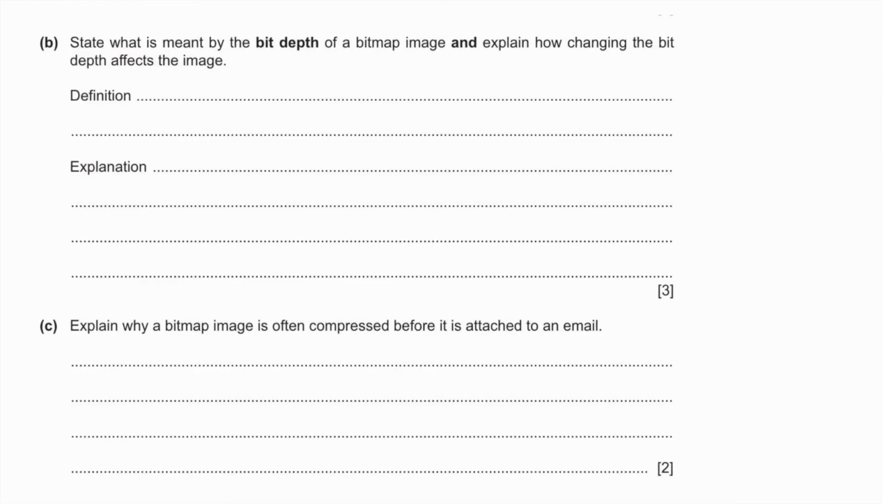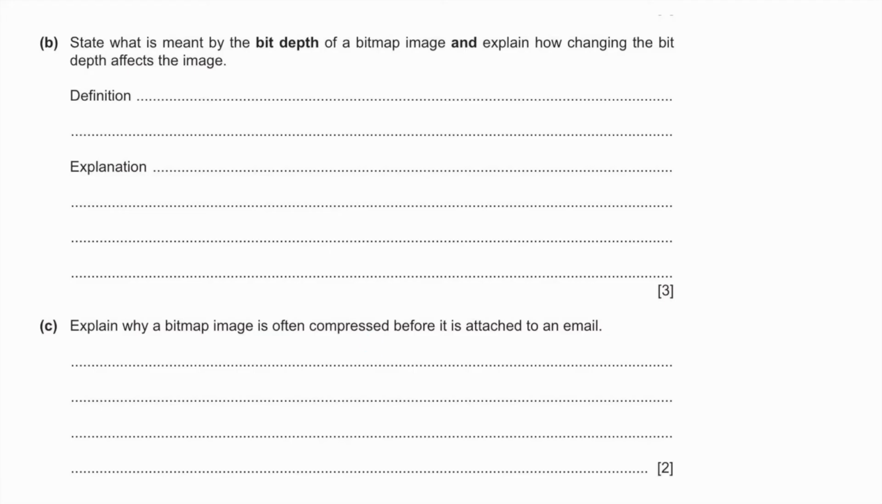Anyways, let's move on. State what is meant by bit depth of a bitmap image and explain how changing the bit depth affects the image. So bit depth, remember, is the number of bits used to represent each pixel, and the higher the bit depth, the more colors we could display in an image, and the more detail with which we could display the image. We can also change things like the intensity of the colors. So basically it affects how clearly and with how much detail we can show an image.